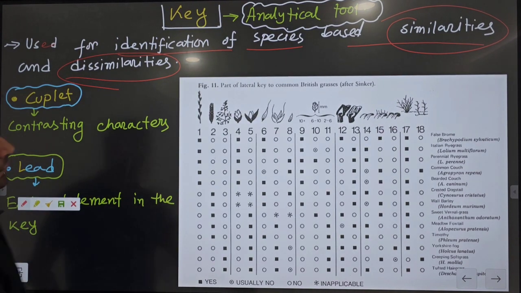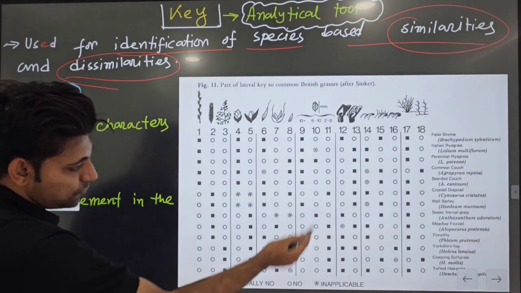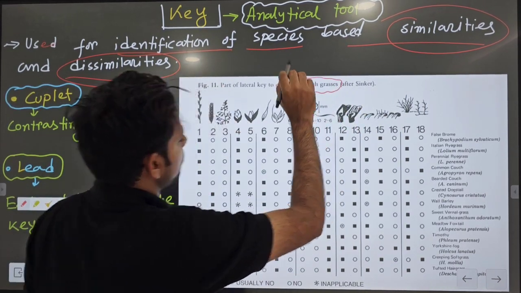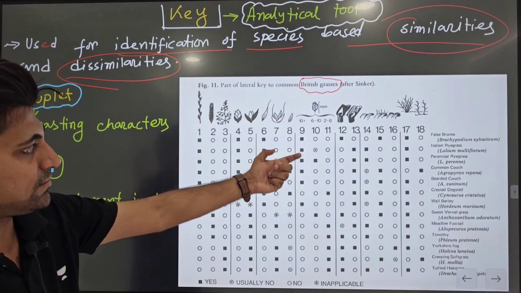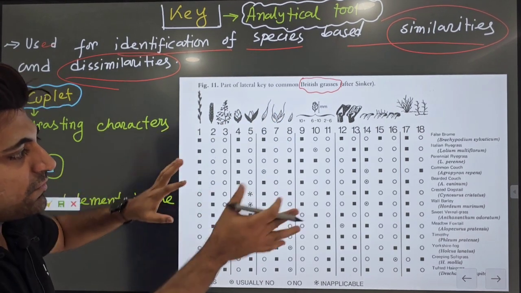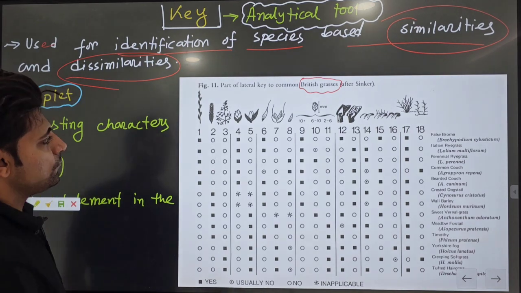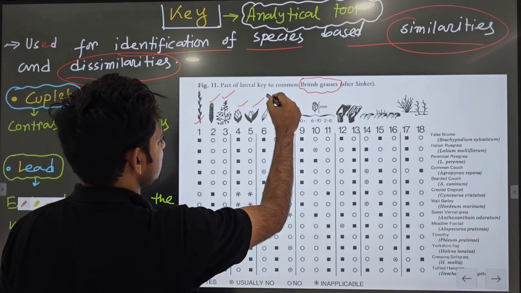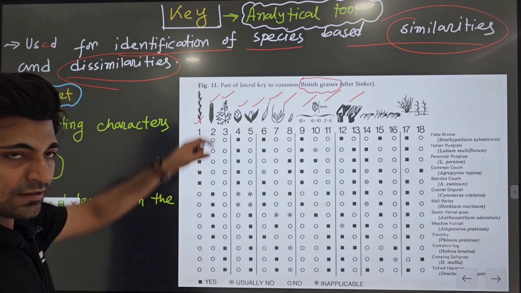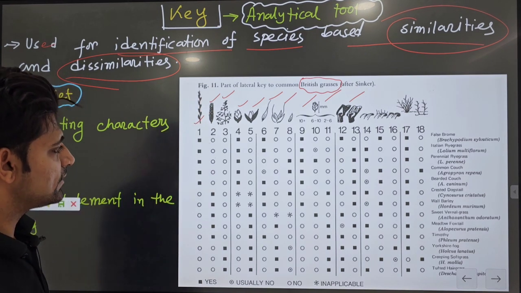Through this key they have tried to show how they are comparing British grasses with each other, and what percent of similarities there are. So these are different species of British grass, and some criteria they have chosen. These bullets are each criteria.